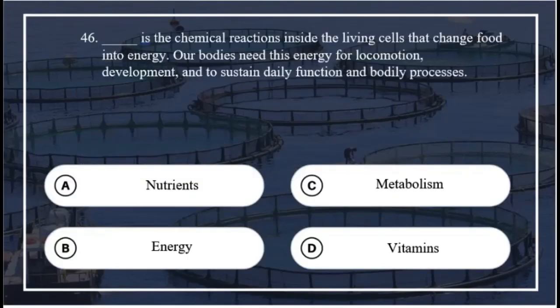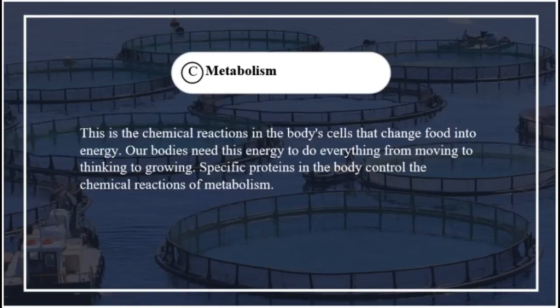46. Blank is the chemical reactions inside the living cells that change food into energy. Our bodies need this energy for locomotion, development, and to sustain daily function and bodily processes. A. Nutrients. B. Energy. C. Metabolism. D. Vitamins. Answer. B. This is the chemical reactions in the body's cells that change food into energy. Our bodies need this energy to do everything from moving to thinking to growing. Specific proteins in the body control the chemical reactions of metabolism.